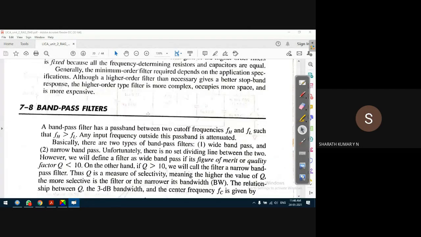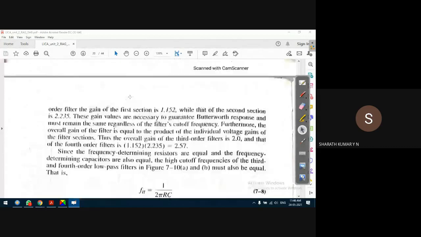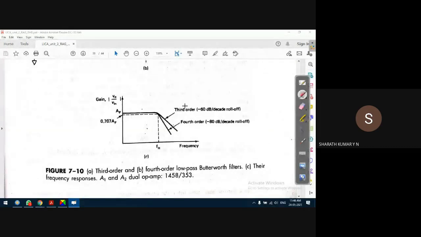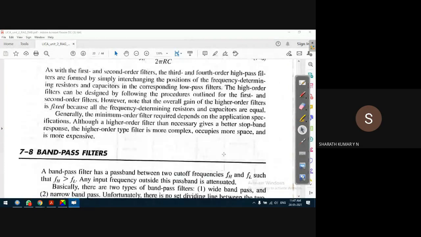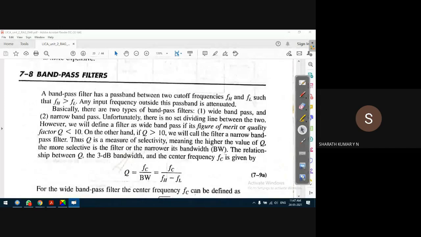But what is the order of the filter necessary? That depends on the application. If we can manage with some variation in the gain, then it's okay. We can go for a second order filter. That should be good enough. But when better performance is expected, then we have to go for a higher order filter.